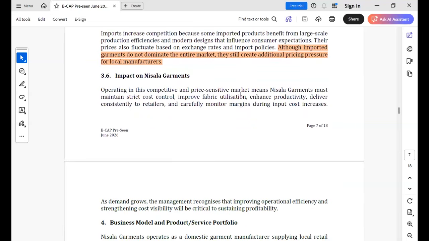So with all this background, what is the impact on Nisala Garments? Operating in this competitive and price-sensitive market means Nisala Garments must maintain strict cost control. I told you, you can't increase the selling price. The only way of sustaining the business is very strict cost control, improving fabric utilization, which means you have to reduce your wastage. Enhance productivity, deliver consistently to the retailer, and carefully monitor margins during input cost increases.